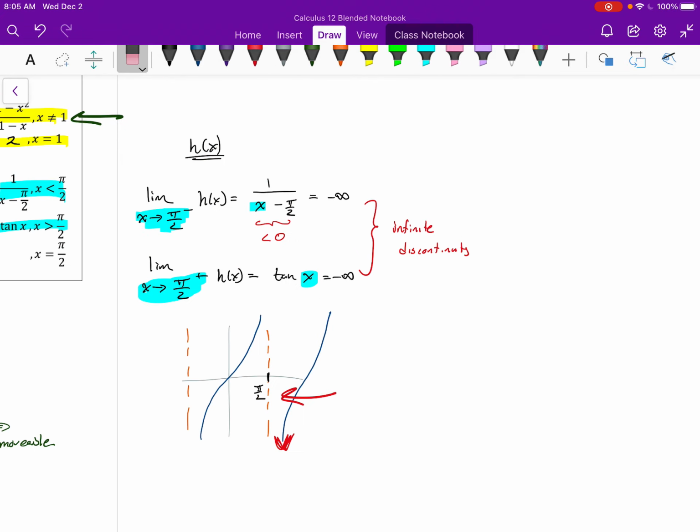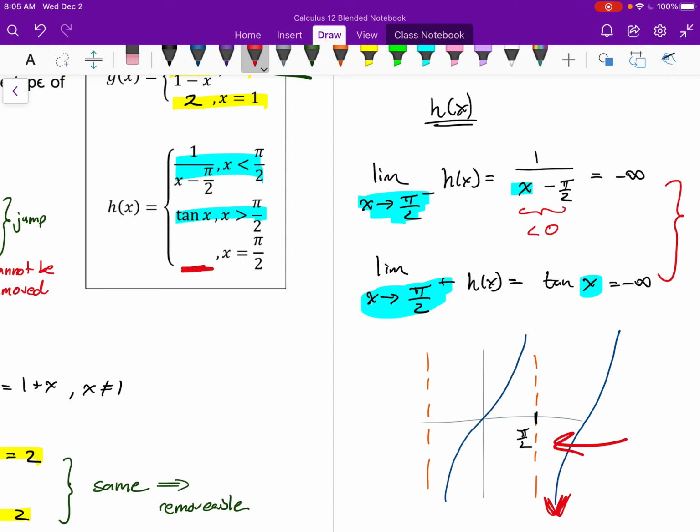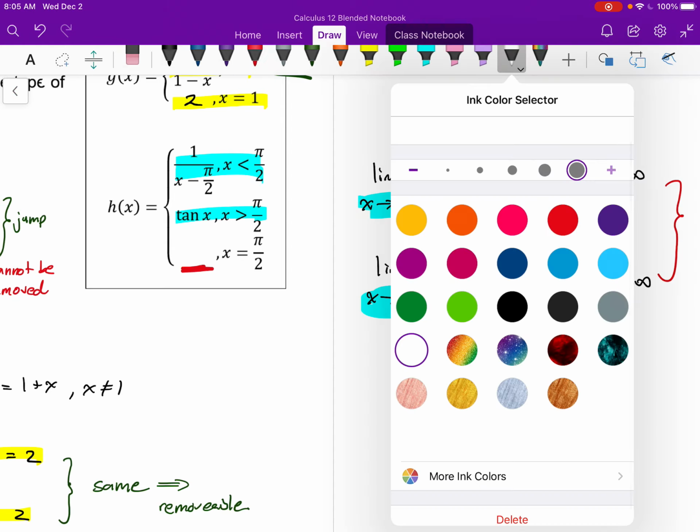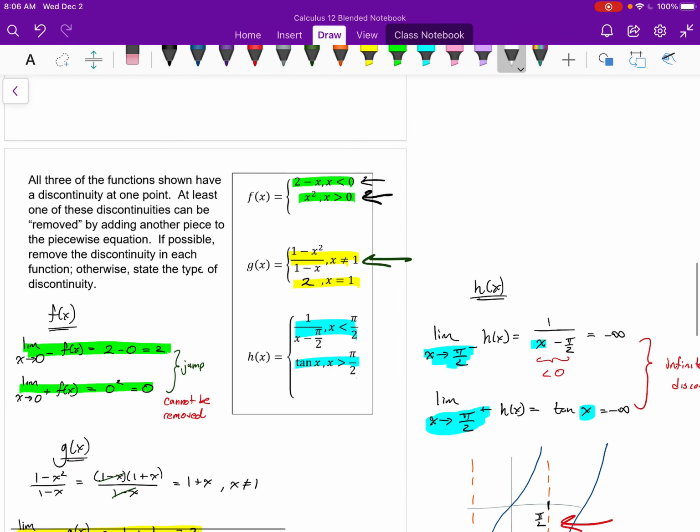Which means when I look back at this piecewise form, there is nothing I can put right here to fill in that gap. So I'm just going to erase the whole thing. So from these three piecewise defined functions, only g of x had the removable discontinuity. So not surprisingly, only g of x could I actually remove the discontinuity. And I did that by putting that little 2, saying when x equals 1 exactly, the output is 2.